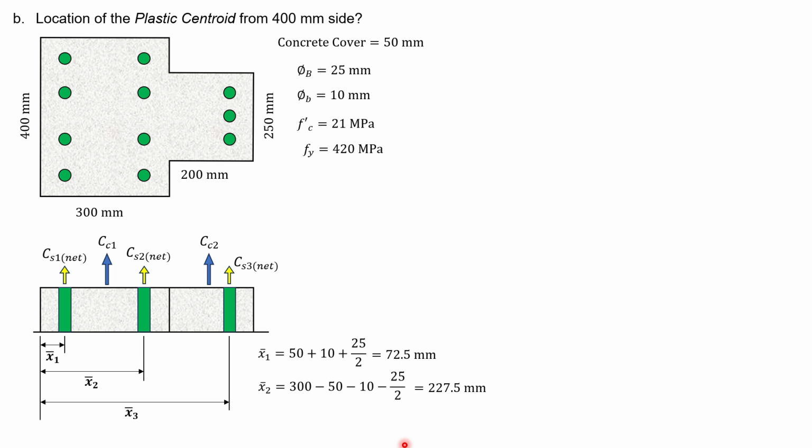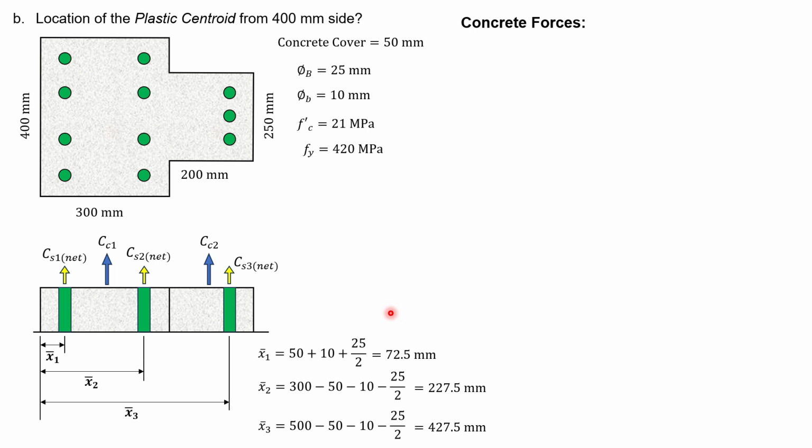Then lastly, for the X bar 3, we have, again, similar step to the X bar 2. But this time, gamitin natin na length ay yung 300 plus the 200. So that is 500. Then, paano natin minus kanina lahat? Ganun lang din dito. Minus 50 for the concrete cover, minus 10 for the ties, then half of this main bar. Then finally, we have X bar 3 equal to 427.5 mm.